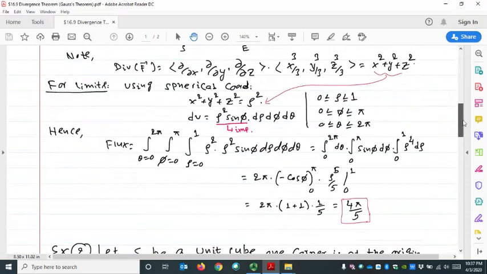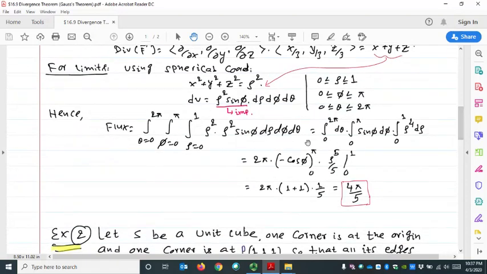Let me scroll down. Next, let's evaluate. So we can evaluate this integral separately: theta integral, phi integral, rho integral. The theta integral gives us 2 pi. For the phi integral, the integration of sine phi becomes negative cosine phi, with phi from 0 to pi. From the rho integral, rho to the power 4 becomes rho to the power 5 over 5, with rho from 0 to 1. Then put in the upper limit and lower limit and simplify. So this gives us 4 pi over 5.